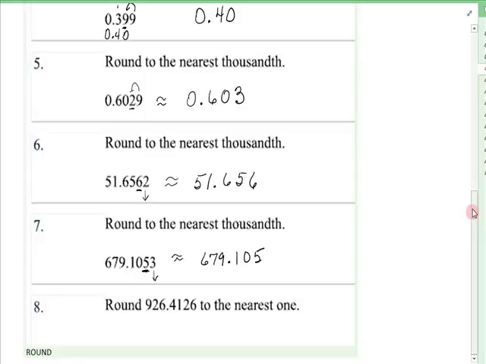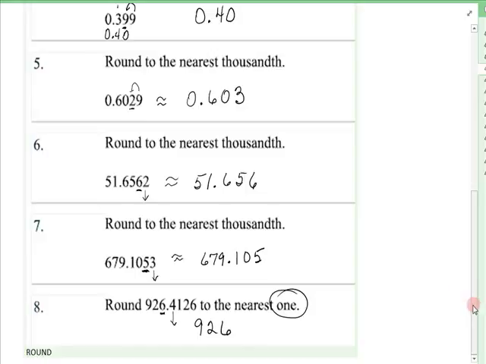All right, let's look at one more. This one might be a surprise. It says round to the nearest 1. All right, the 1's place is up here where that first 6 is. The place behind it is the tenths place, and it says drop off. So this will round to 926. If this had been 5 or bigger, it would have rounded up to 927, but it wasn't.